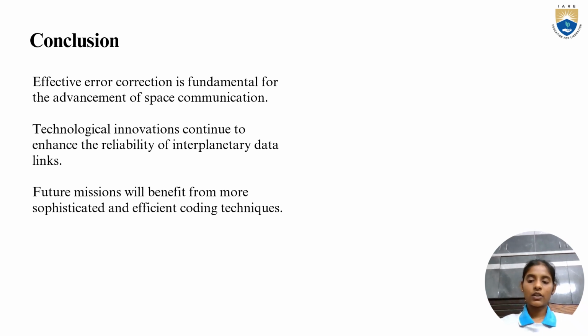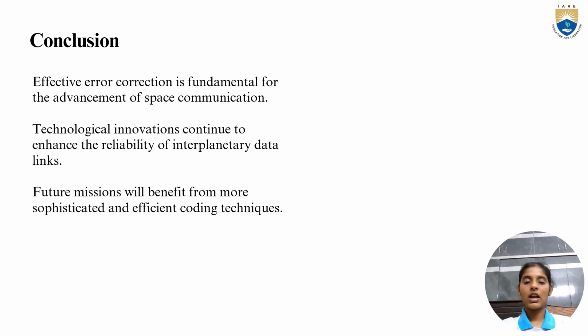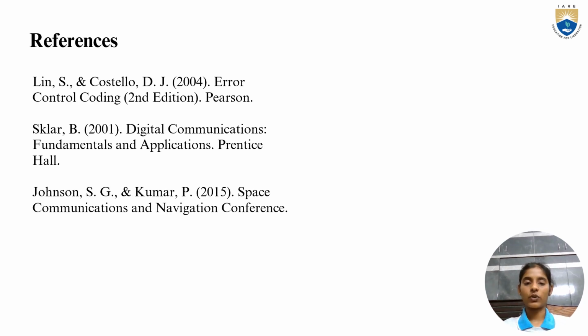Effective error-correcting codes play a crucial role in ensuring reliable communication in space exploration and other digital communication systems. Hamming codes, Reed-Solomon codes, and BCH codes are some of the most widely used error-correcting codes. And as technology continues to advance, the importance of error-correcting codes will only continue to grow, enabling us to explore further and push the boundaries of human knowledge. Future missions will benefit more from sophisticated and efficient coding techniques.